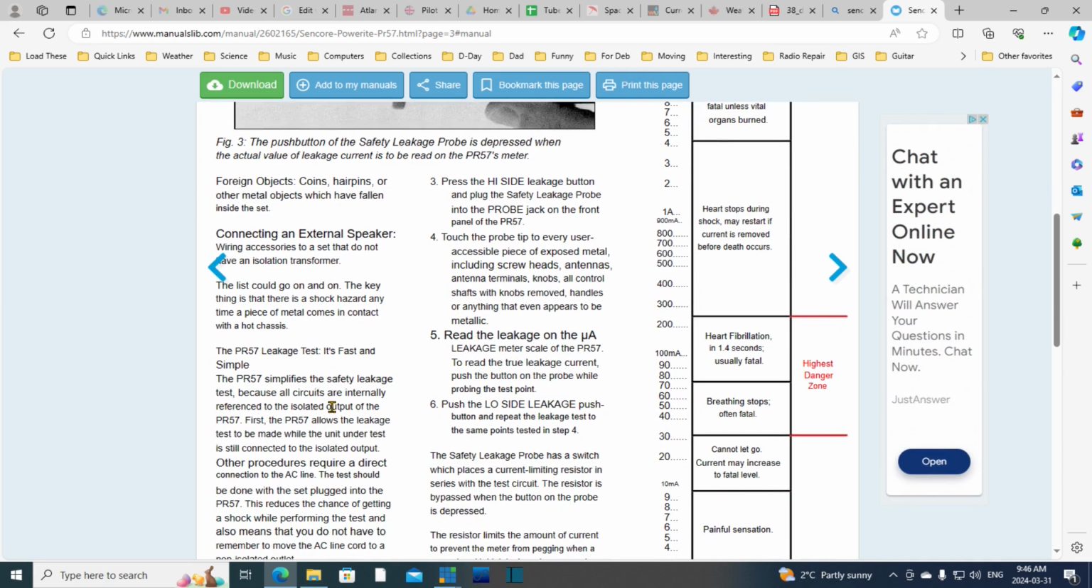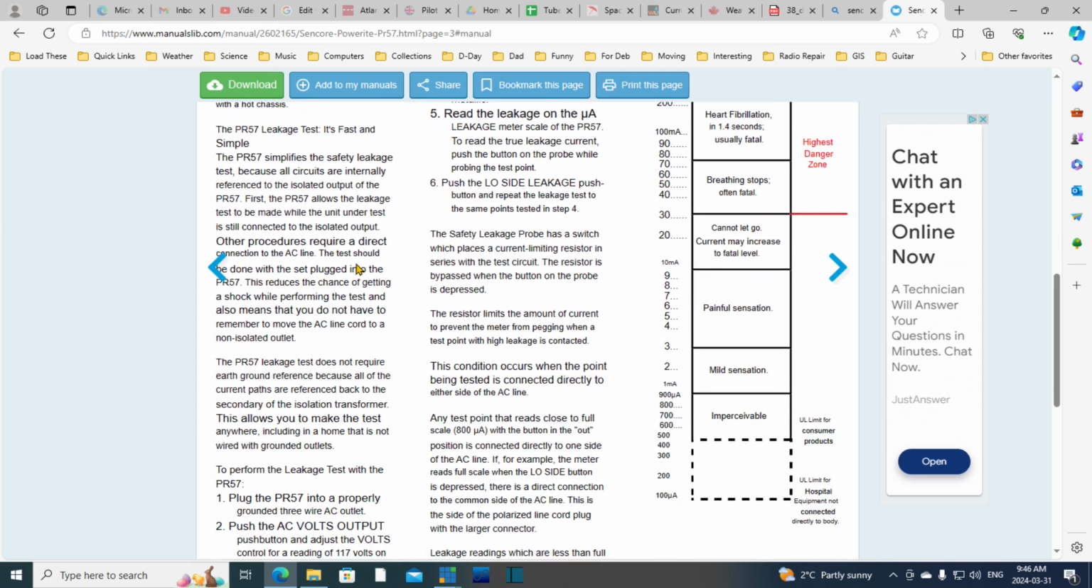What's all this? The leakage test, it's fast and simple. It simplifies the safety leakage test because all circuits are internally referenced in the isolated output of the PR. Whenever you have to do the leakage test, you can under test. Other procedures require a direct connection. Yeah, no. Once again, they're just trying to sell this test.